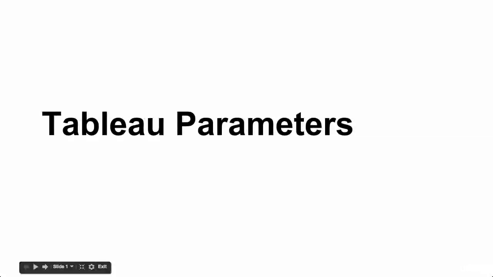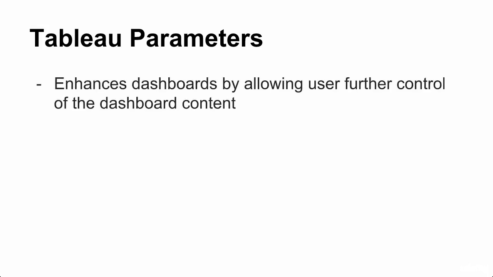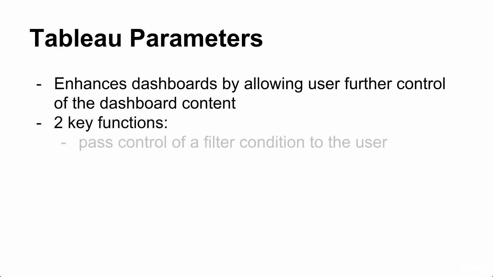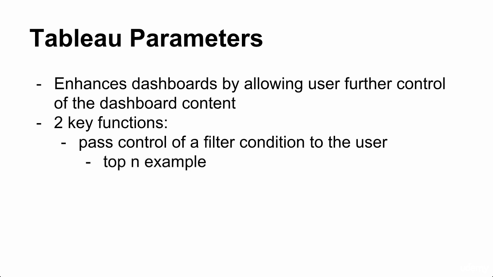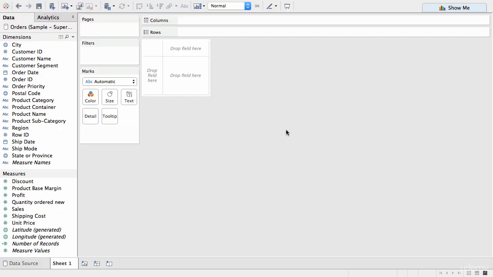In this lecture, we'll be looking at parameters. Parameters can be used to further enhance how dynamic our dashboards are, and once you master them, can really take a dashboard to the next level. Parameters can be used to perform two key functions. The first is to pass control of a filter condition to the user. For example, rather than displaying the top 10 customers by sales, allow the user to set how many they wish to see. This is often referred to as top N analysis, where N is set by our parameter and is controlled by the user.